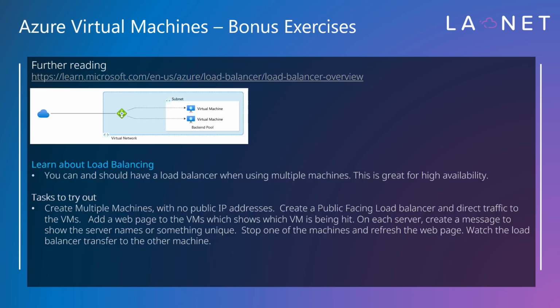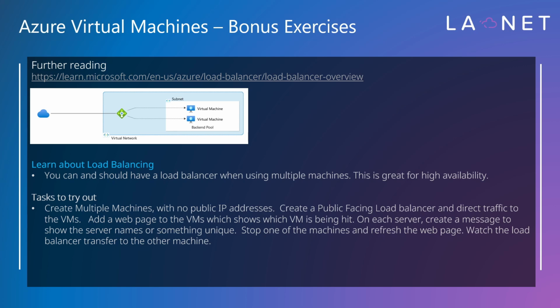Some bonus reading and extra things you can look at once we get further down the line is to learn a little bit about load balancing. So if you're creating web servers, for example, and it's like a critical business system, you wouldn't necessarily rely on just the one server. You'd have multiple servers, and you'd put a load balancer in front of it. In that case, your load balancer would have the public IP address, and your back-end servers would not have a public IP address, so they'd only be reachable via the load balancer.